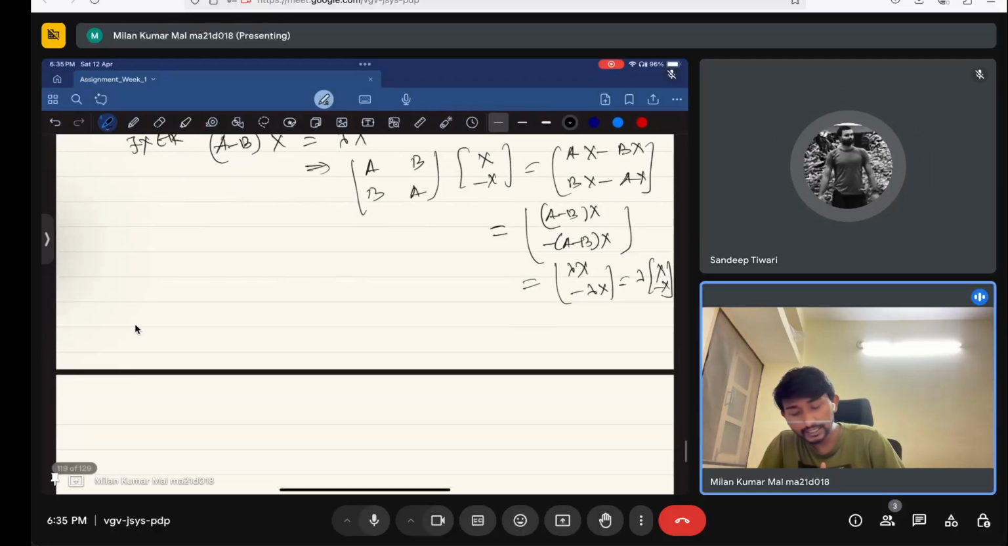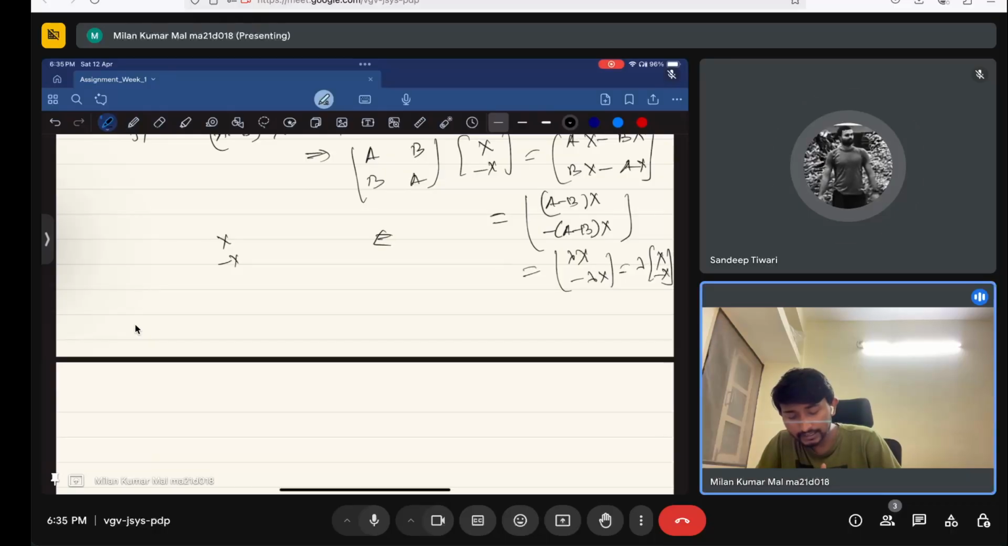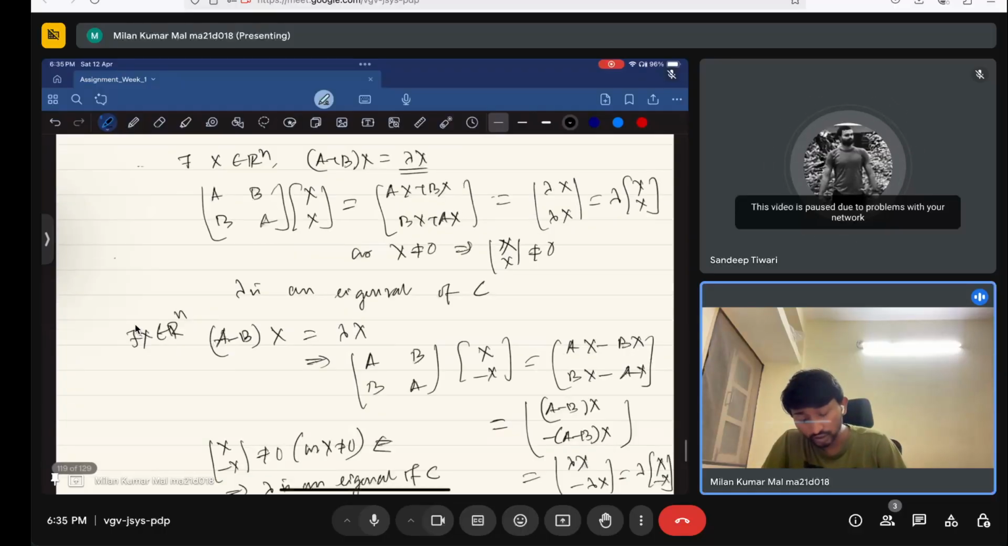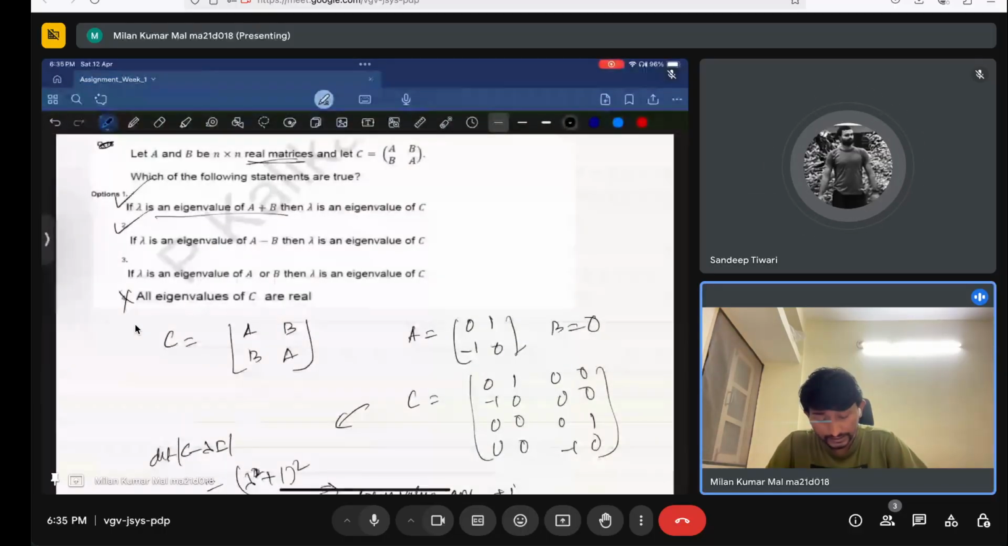So this implies that x minus x not equal to 0, as x is not equal to 0. So that implies that lambda is an eigenvalue of C. So therefore, this second option is also true. Third option, I think it will be false. Let's give a counterexample, so that may work.